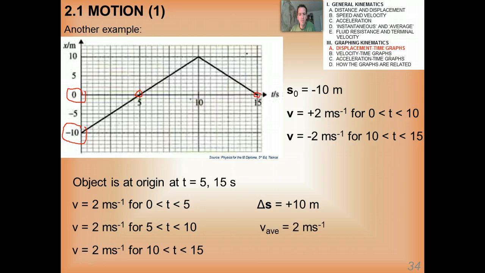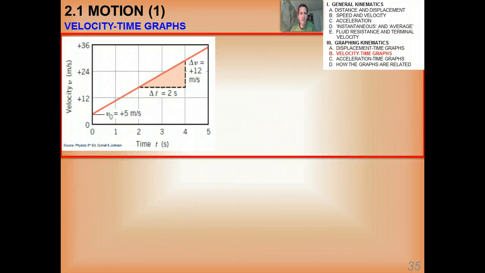Other things we can compute: the average speed is 2 meters per second because it's the total distance over the total time, which is 30 meters over 15 seconds. That is very different than the average velocity, which ends up being 0.67 meters per second, which is the slope of this blue line. Okay, now velocity time graphs.